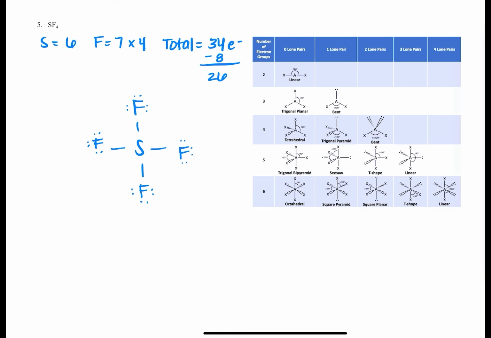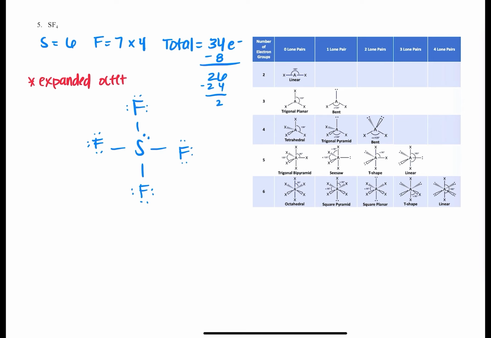So that used a total of 6 surrounding each fluorine, so 6 times 4 is 24. So now we have 2 remaining. Where do we put these 2? Remember, sulfur is one of those elements that can have an expanded octet, so we're going to go ahead and put them on that sulfur. And I'll note that it has an expanded octet.